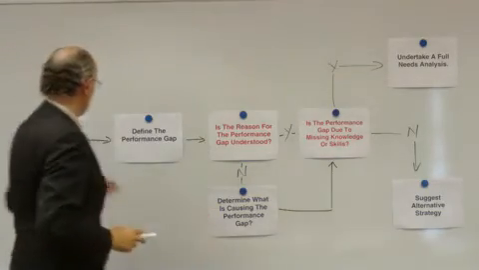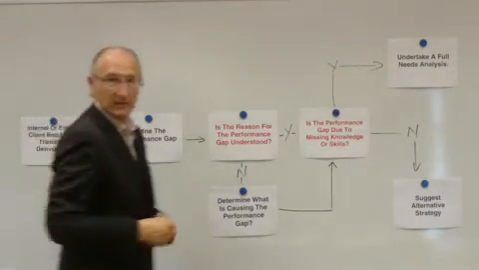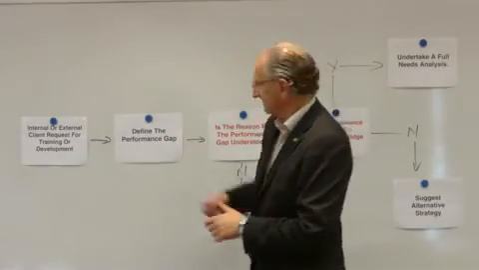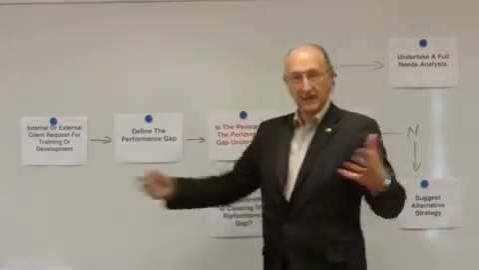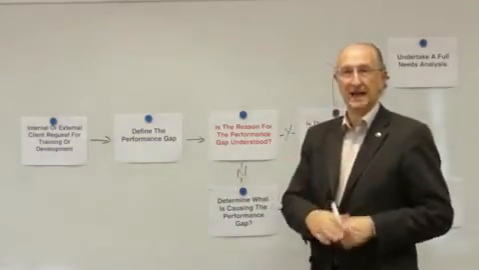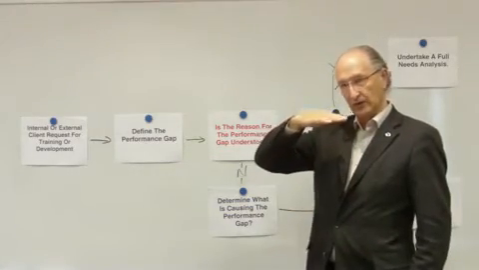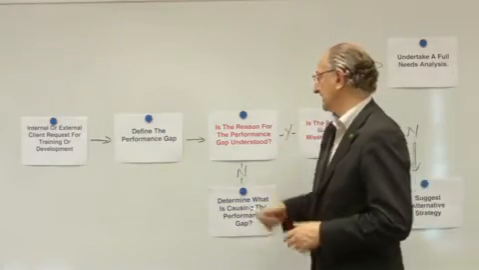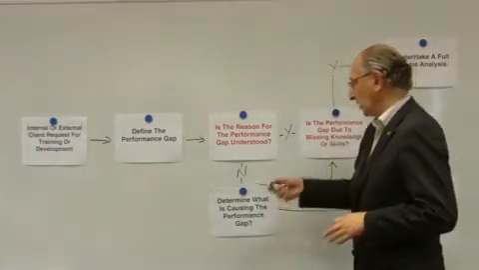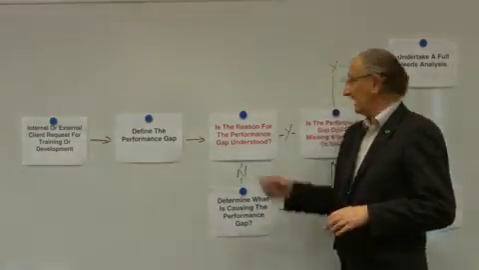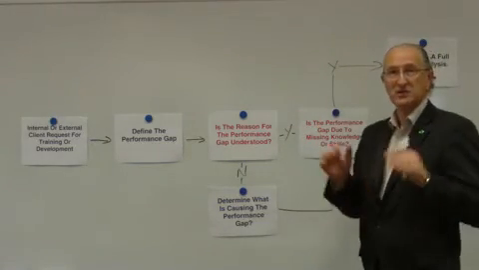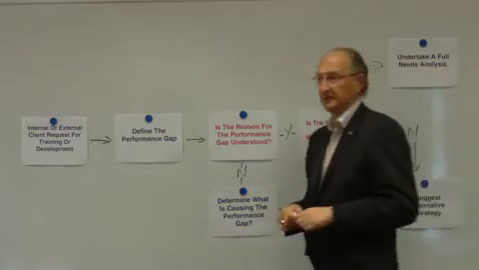But if you take a look at this entire flowchart diagram, it will lead you through the appropriate steps. So, client makes a request for training. The first thing we do is define their performance gap. Is there a shortfall between what they're doing now and what they need to do? Is the reason for that performance gap understood? If the answer is no, we've got to find out. If the answer is yes, the question is: is the performance gap due to missing knowledge or skill?